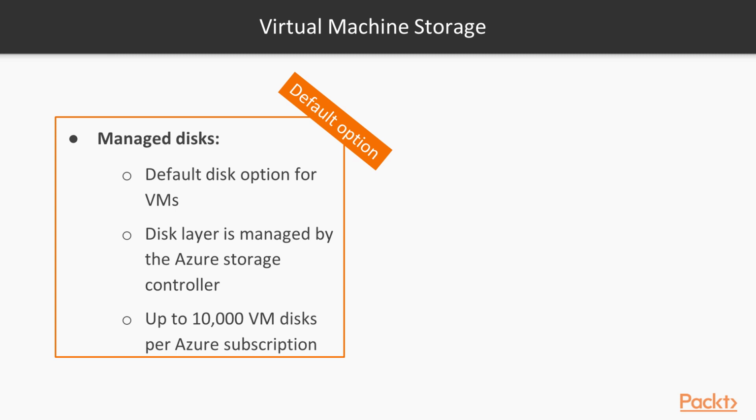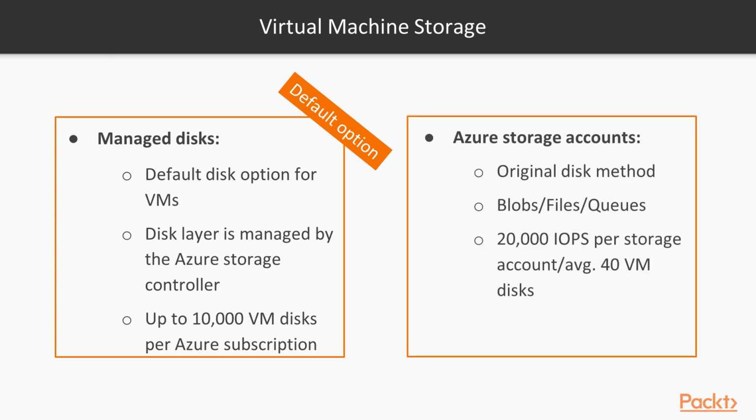Which brings me to the next important component in VMs, the virtual machine storage. Within Azure Storage terms for VMs, we have two different scenarios, the managed disks and Azure Storage accounts, also known as unmanaged disks. The managed disks are the default option for Azure VMs, and the underlying storage in the physical data center is managed out of the Azure Storage controller, supporting up to 10,000 VM disks per Azure subscription. If you need more, then you have to expand your subscription with an additional one.